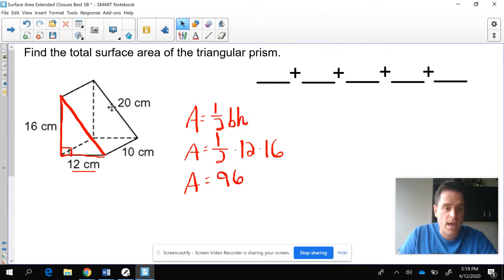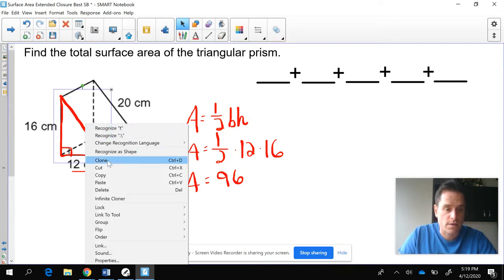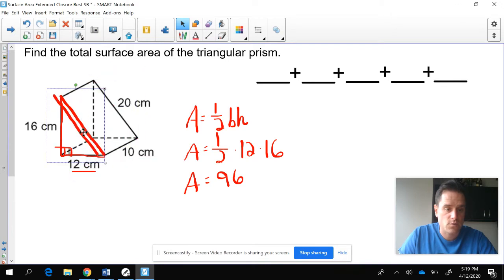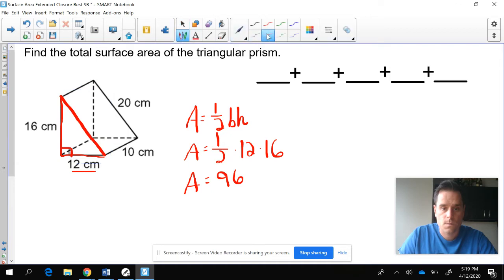And then you see we have these two triangles, one here. I'm going to just clone this, one here as well. That's going to be 96, guys, and that's going to be 96. We've just covered both of those triangles, one here, one here.